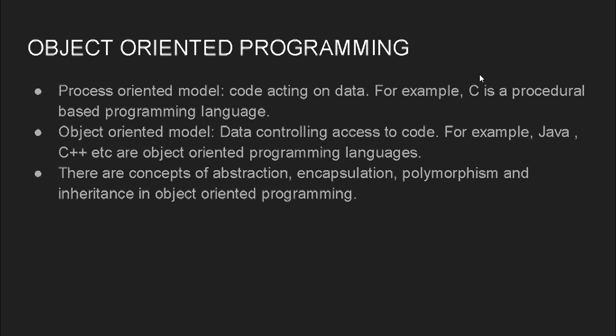And in the object-oriented model, data controls access to code, with the help of access specifiers, which we'll be discussing in detail very soon. Java and C++ are object oriented programming languages. In that, data controls access to code. Now let us discuss in detail.